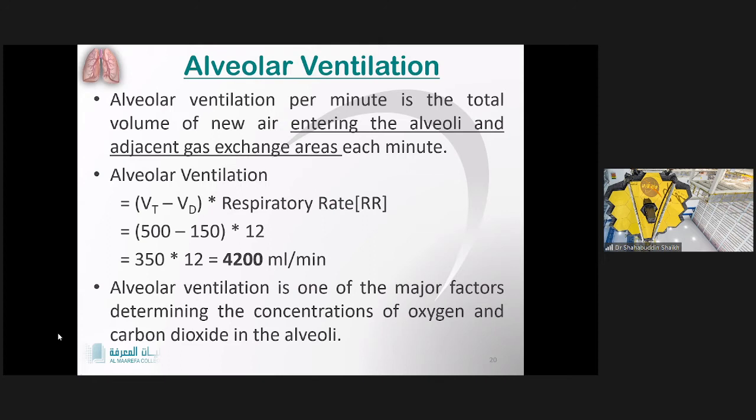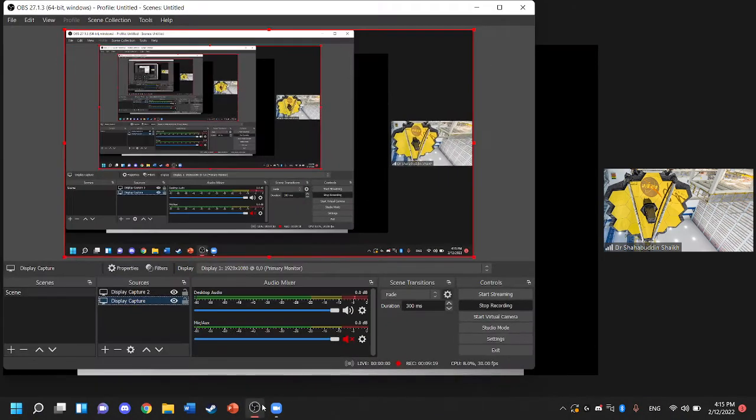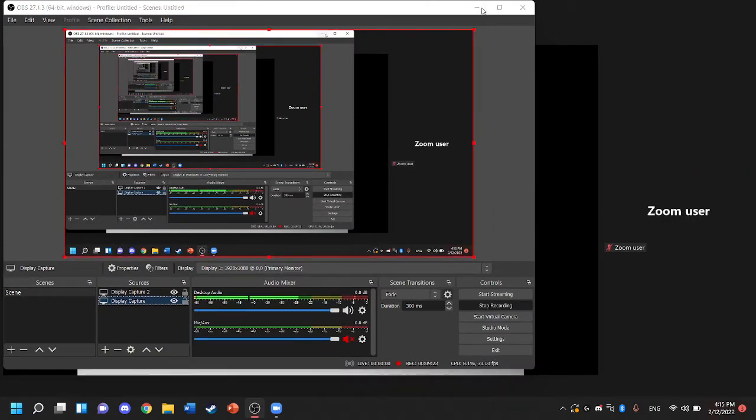So this is the first thing you have to remember. Pulmonary ventilation and alveolar ventilation are very important, especially alveolar ventilation. Therefore, we are giving more time to this topic. So remember the definition: alveolar ventilation is the total amount of air reaching the alveoli or adjacent gas exchange areas. This is the definition you have to remember. Can you remember? Yes, doctor.